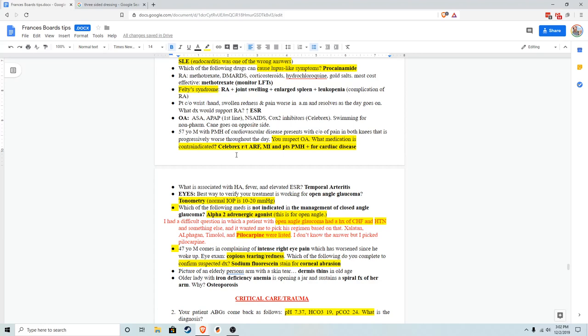So if someone has heart disease, you want to try something different, like ibuprofen, which would be appropriate, or Tylenol.